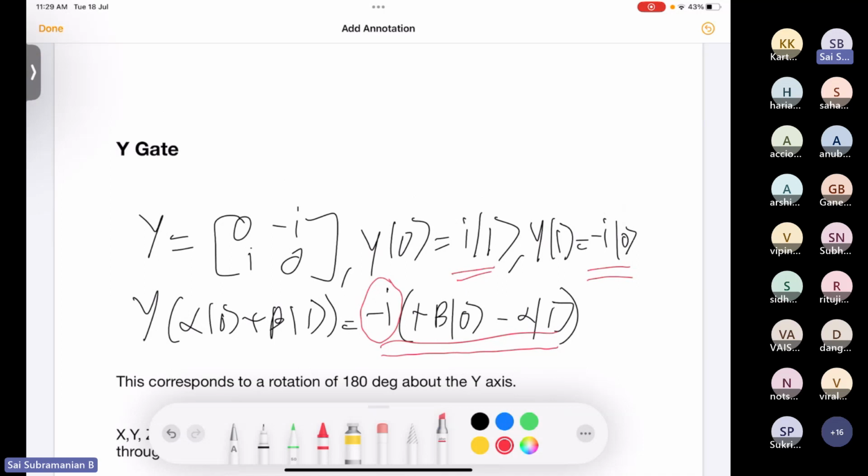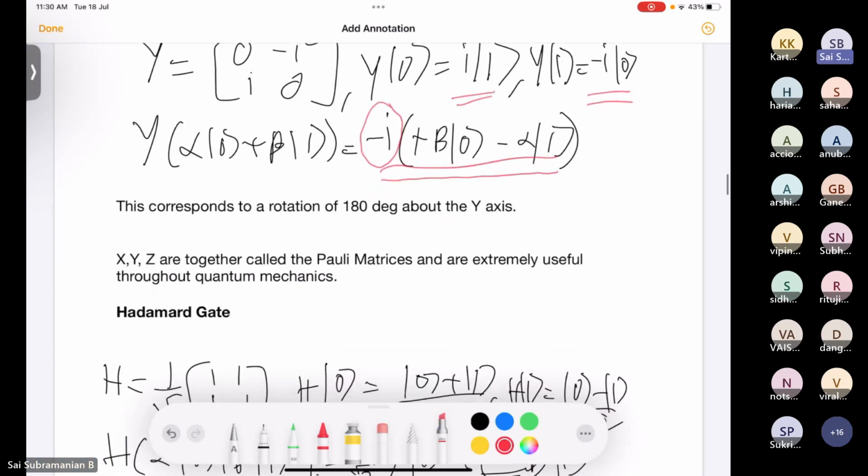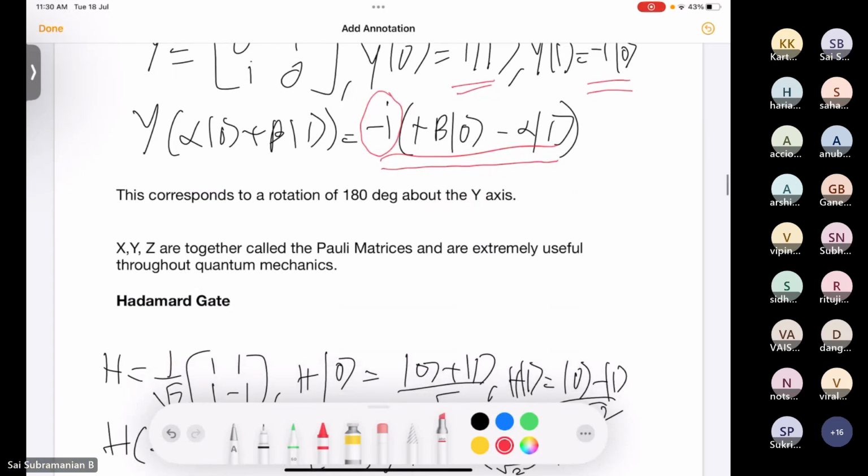We switched alpha beta and we also changed the sign of the second coefficient of 1. So we are sort of doing both at the same time, while adding a global phase as well.